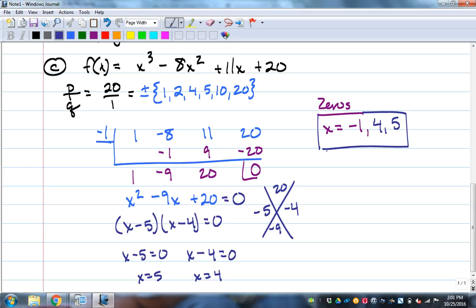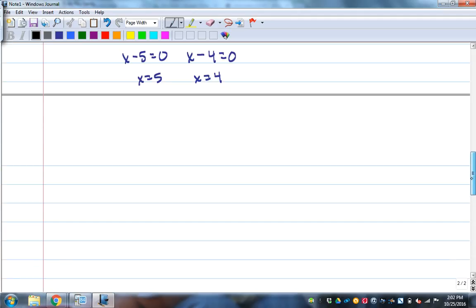This one was nice in the fact that they were all rational zeros. That won't always be the case. Okay, so that's why I talked about the quadratic formula there, because sometimes you can't factor it, and if you can't factor it, it's not going to be a rational zero. It would be irrational, meaning it's got a square root in it somewhere. Okay, so let's look at another one.